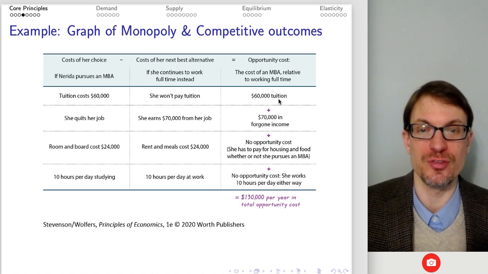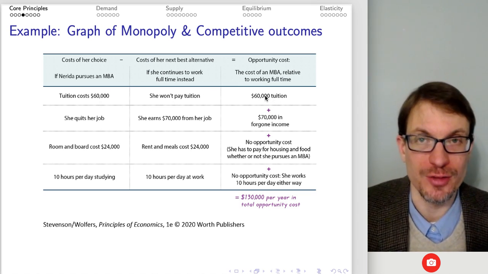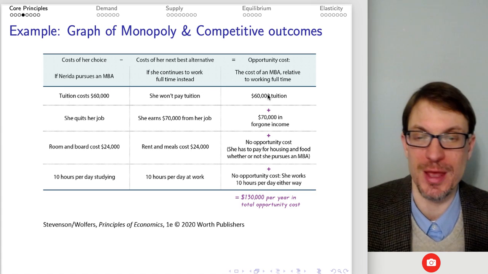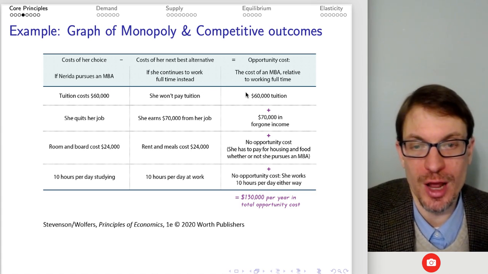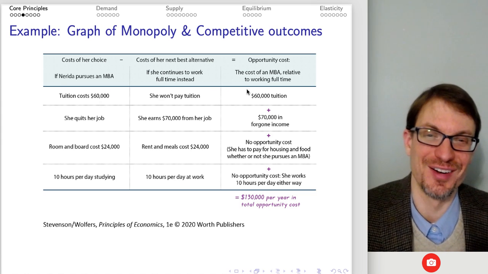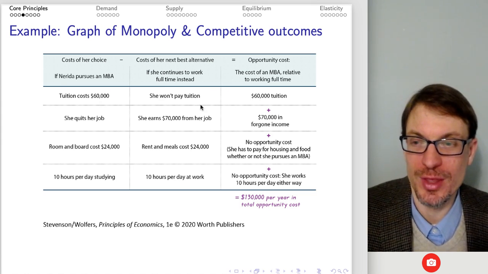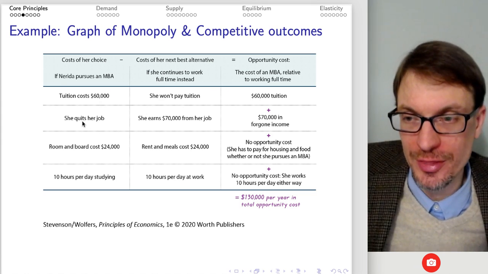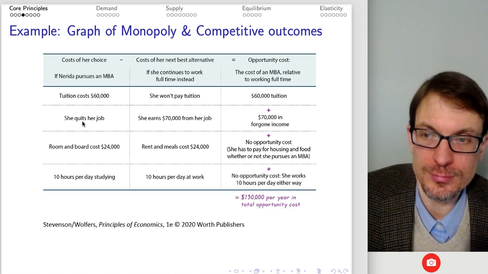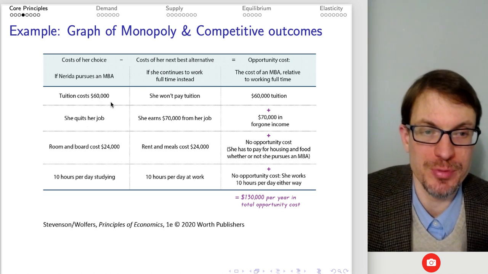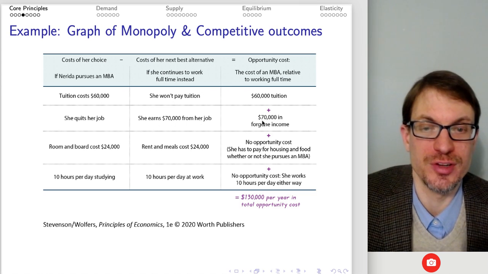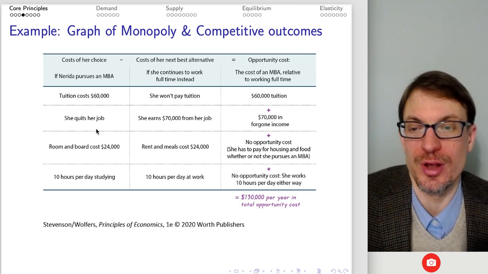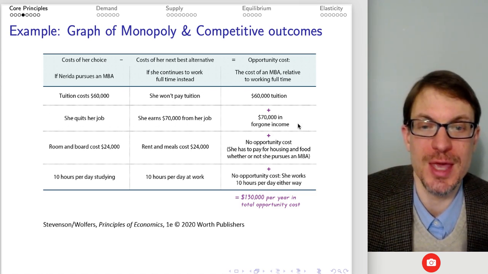The $60,000 in tuition is an opportunity cost of pursuing the MBA because that money could have been spent on something else, right? This money could have been spent on a down payment for a house or a really nice car or investing or whatever. And then in terms of the other costs of the choice, if they pursue the MBA, they give up the ability to work this job. And this involves $70,000 in foregone income, right? So one of the costs of the MBA is losing the ability to earn this income.